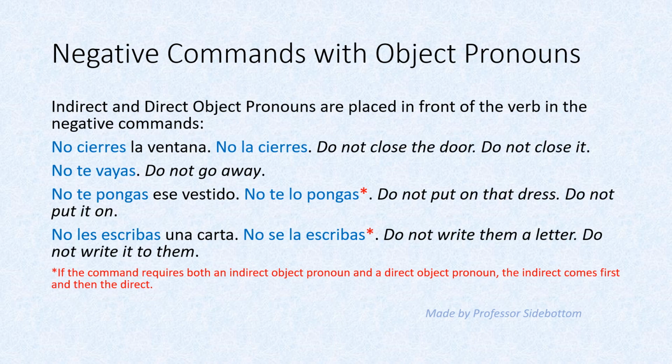Indirect and direct object pronouns are placed in front of the verb in the negative commands. No cierres la ventana. No la cierres. Do not close the door. Do not close it. No te vayas. Do not go away. No te pongas ese vestido. No te lo pongas. Do not put on that dress or do not put it on.